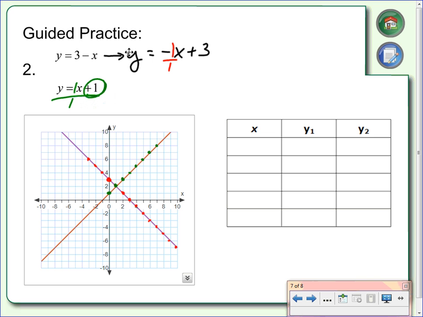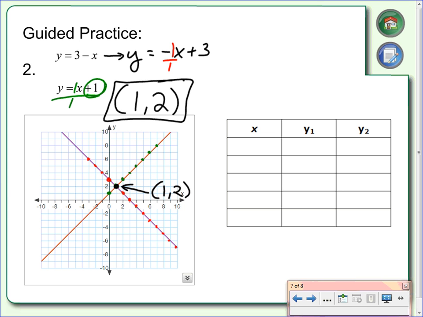Notice again how these two lines intersect each other. They cross. I want to know where they are crossing. What is this point right here where they cross? 1, 2. Guess what? That 1, 2 is our solution. It's our answer. So write that real big for me right next to number 2. That's our solution.